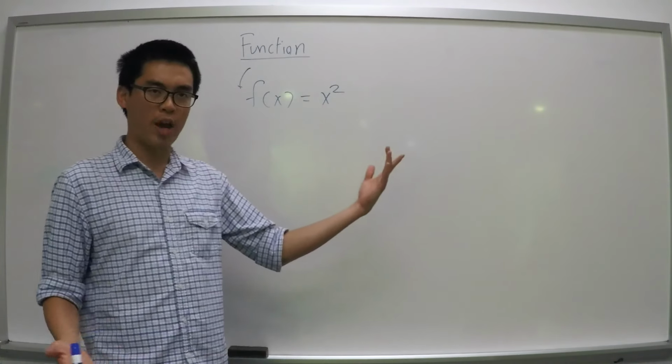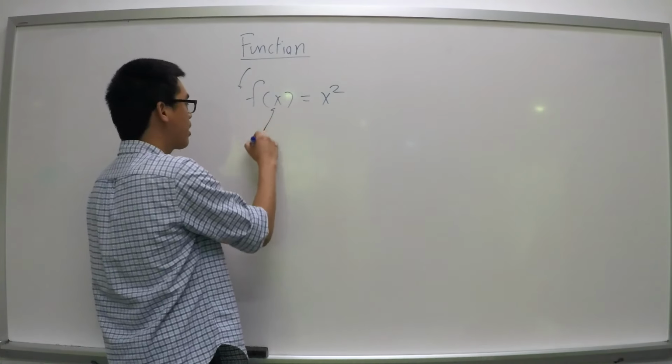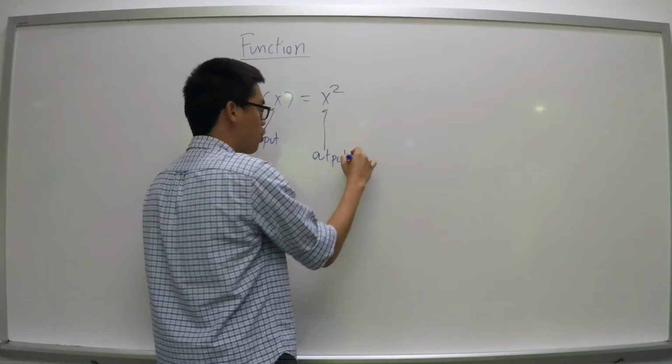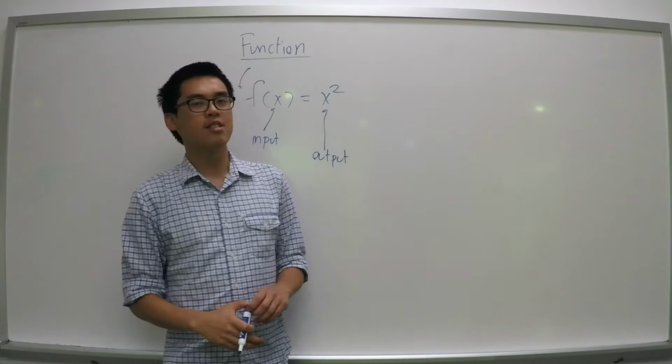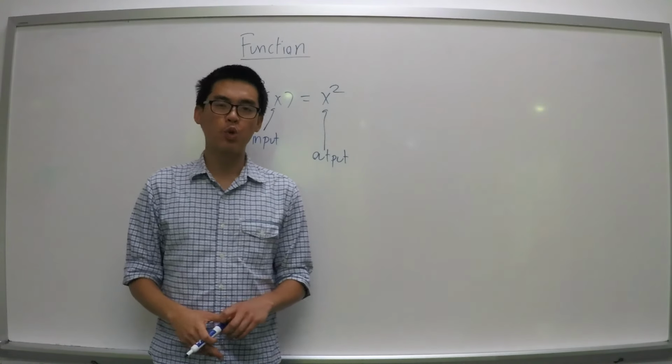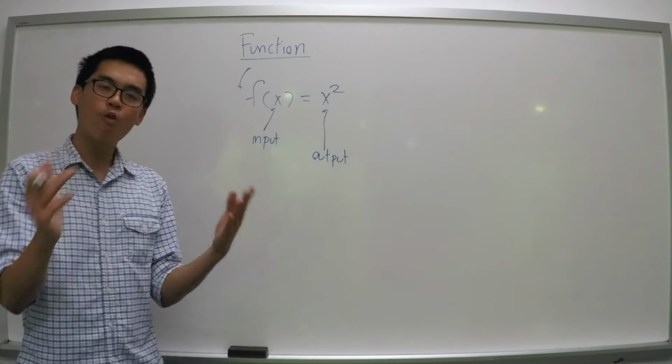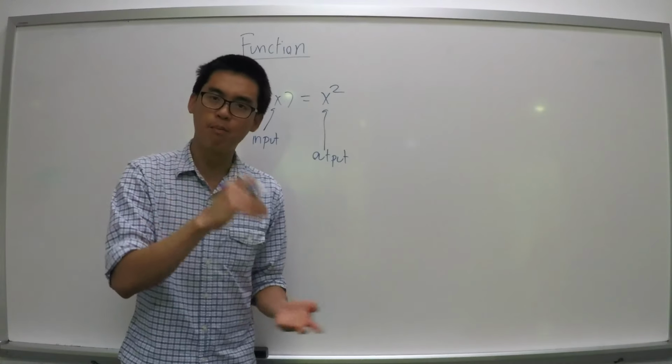You have f(x) equal to x squared. You input x, you output x squared. If your input is 4, your output is 16. If your input is -2, your output is +4, right? So a function is just something that associates an input and its output.